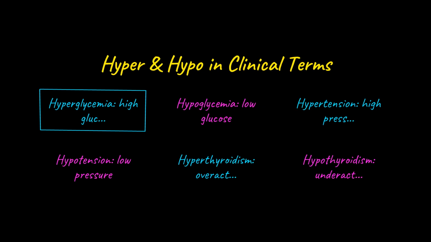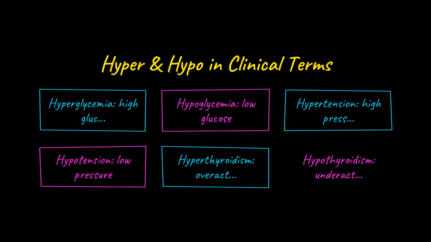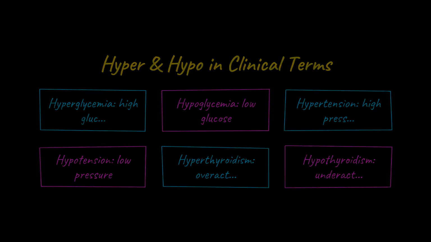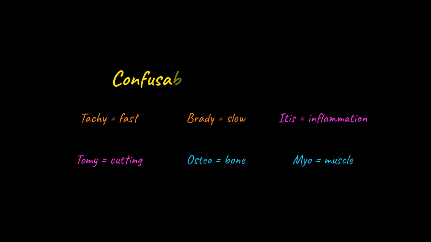The prefix pair appears across many common clinical terms. Hyperglycemia and hypoglycemia describe opposite blood sugar levels. Hypertension and hypotension describe opposite blood pressure levels. Hyperthyroidism and hypothyroidism describe an overactive versus underactive thyroid. The decoding strategy is always the same. Identify the prefix first because it sets the level. Then apply the root and suffix. For hypertension, hyper sets high. Tens refers to pressure and ion completes the noun. Swap hyper for hypo and everything else stays the same, giving you the opposite condition.